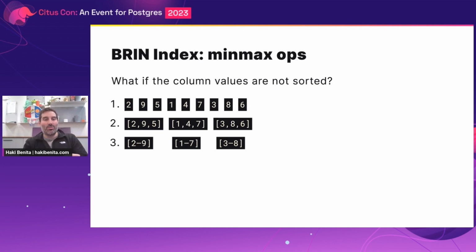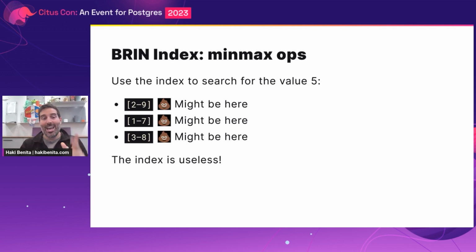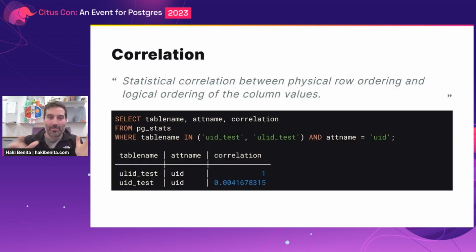Now, what if the values in the column are not sorted like 1 through 9? They are not sorted, they are jumbled. Let's do the exact same process. Take groups of 3 adjacent pages and keep the minimum and the maximum. This is our index, and we are going to use it to search for the value 5. We look at the first range, 2 through 9, 5 might be here. 1 through 7, 5 might be here. 3 through 8, 5 might be here. So essentially the index is useless. We were unable to reduce our search in any way using the index.